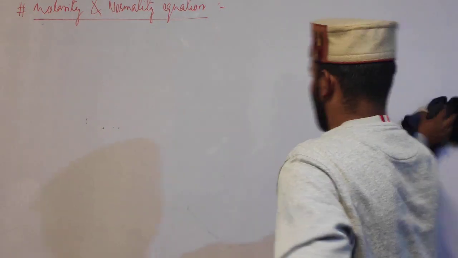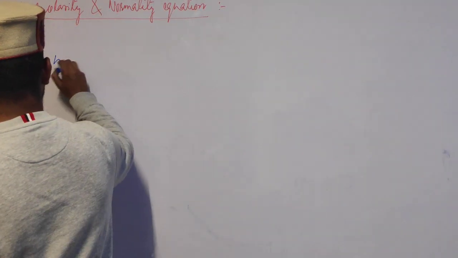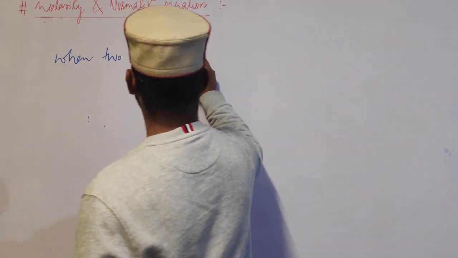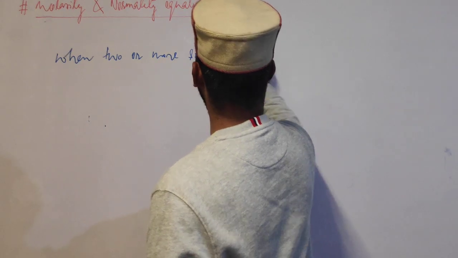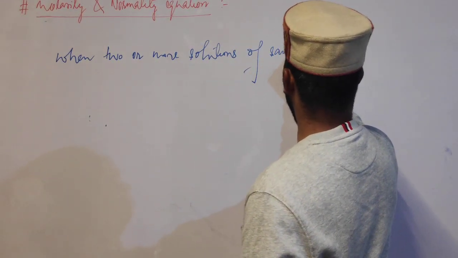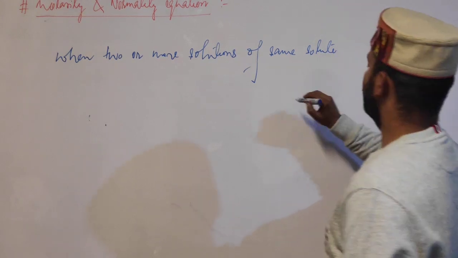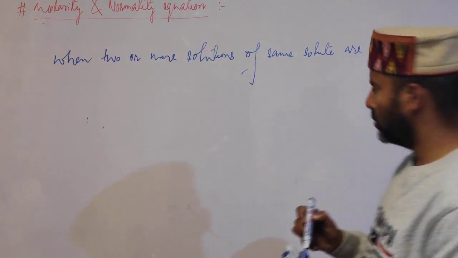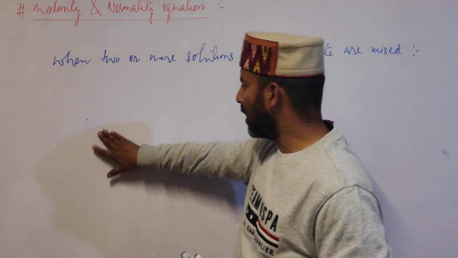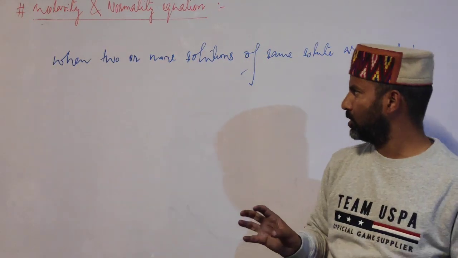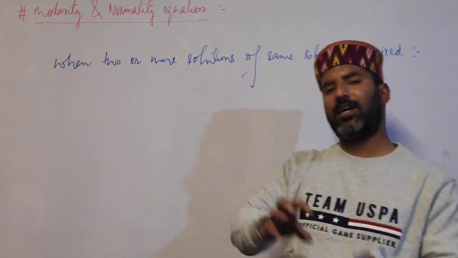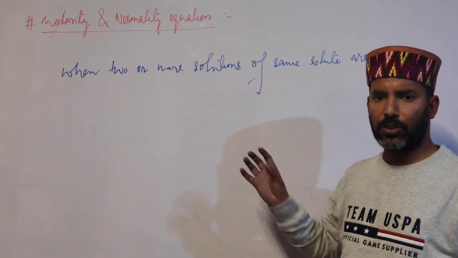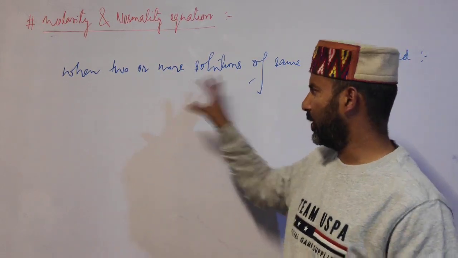Now case 2 is when 2 or more solutions of the same solute are mixed. Now students, when we say 2 or more solutions of the same solute are mixed, it means we are mixing 2 or more solutions of the same substance. Means acid with acid or base with base. So we can mix 2 or more solutions to prepare a final solution.